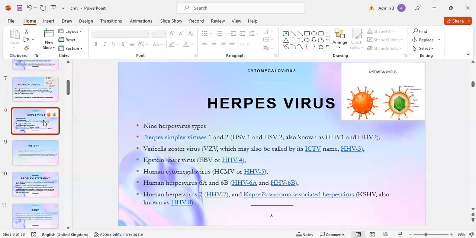Herpes virus. There are 9 types of herpes virus. Herpes simplex 1 and 2, varicella zoster virus, which is human herpes virus 3, Epstein-Barr virus, which is human herpes virus 4, human cytomegalovirus or human herpes virus 5, human herpes virus 6A, 6B, human herpes virus 7, Kaposi's sarcoma associated herpes virus, also known as human herpes virus 8.